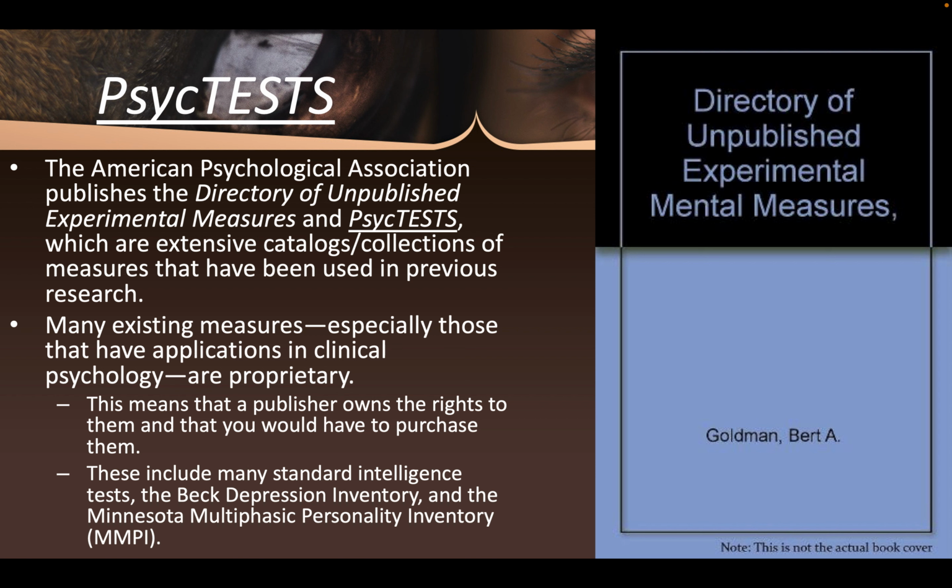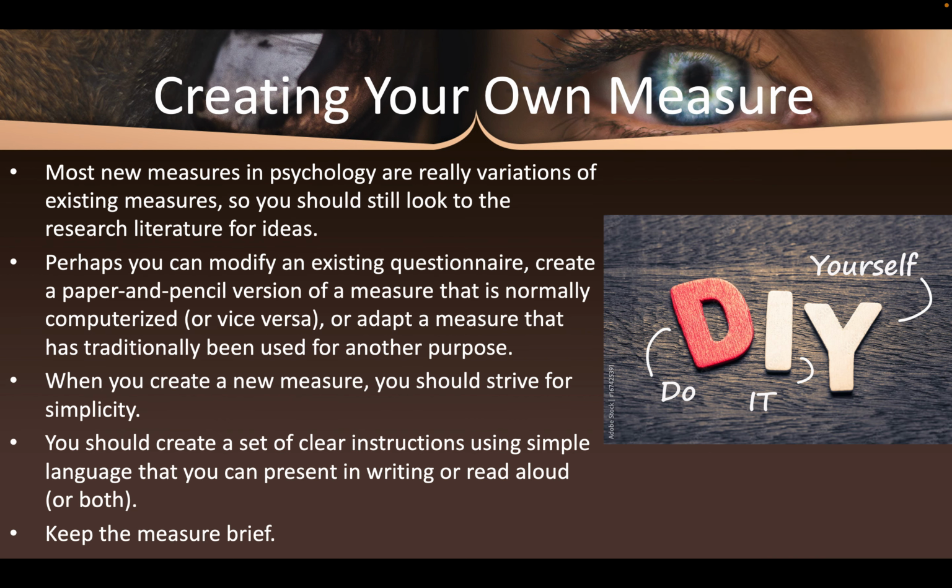These include many standard intelligence tests, Beck's Depression Inventory, and the Minnesota Multiphasic Personality Inventory, the MMPI. So you have to buy the MMPI. You have to buy Beck's Depression Inventory in order to use it in your research. And they will allow you to use it because you have purchased it. Most new measures in psychology are really variations of existing measures, so you should still look at research literature for ideas if you're going to create your own measure.